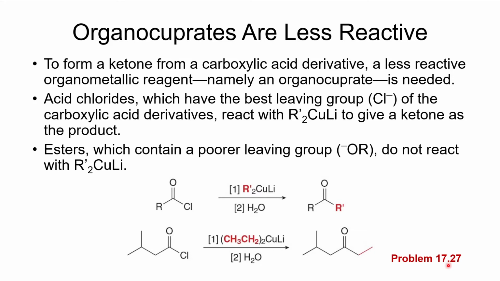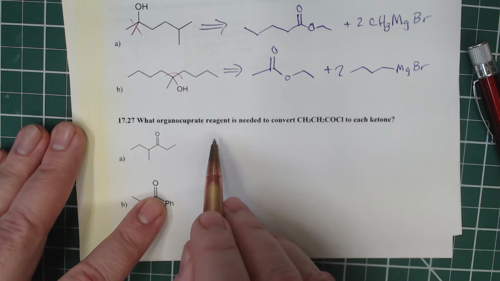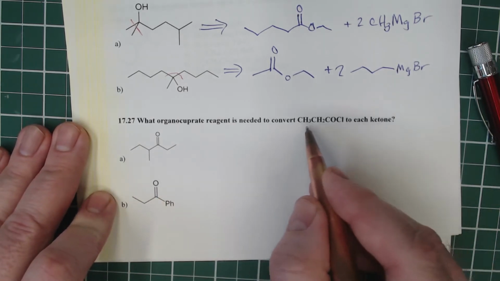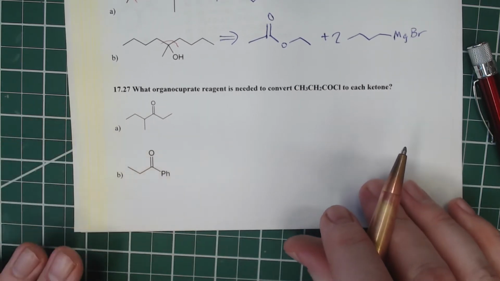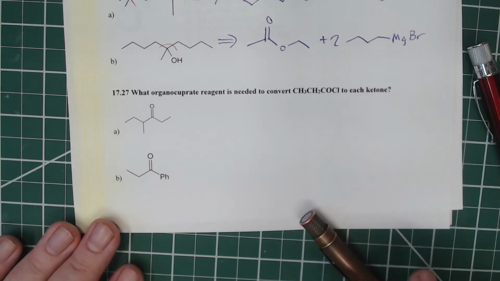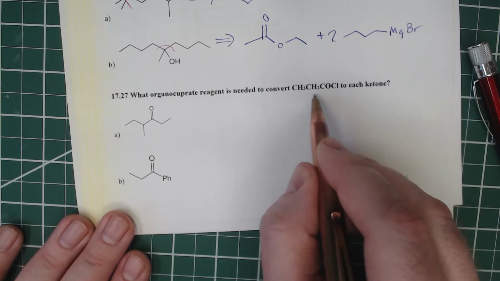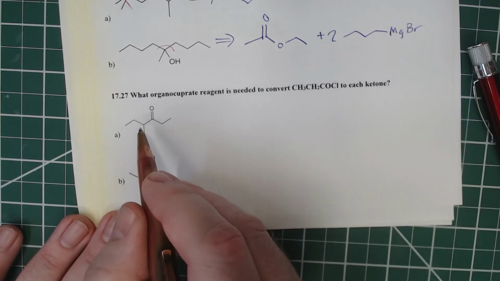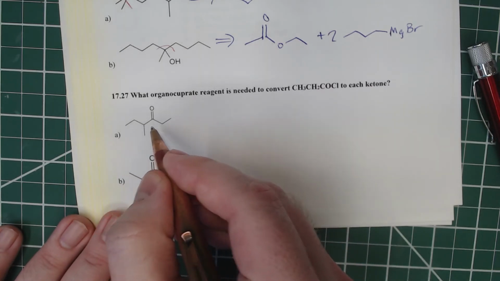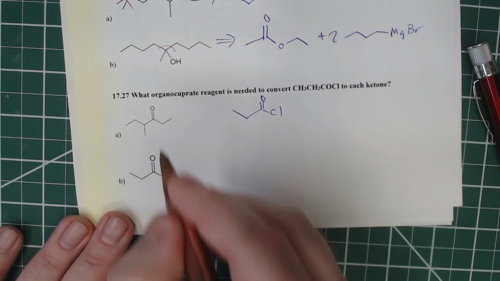So let's look at what's going to be made when we use an acid chloride. Here we've got number 27. We'll come back over here. What organocuprate reagent is needed to convert this acid chloride into each of these ketones? Now, on each of these, there's more than one possibility, and I am going to pick the better possibility. So first of all, let's look at this acid chloride. Since we only have this acid chloride, that really means that we only have one option here. So I'm going to go ahead and draw this: 1, 2, 3, chloride. So we only have one synthetic option.